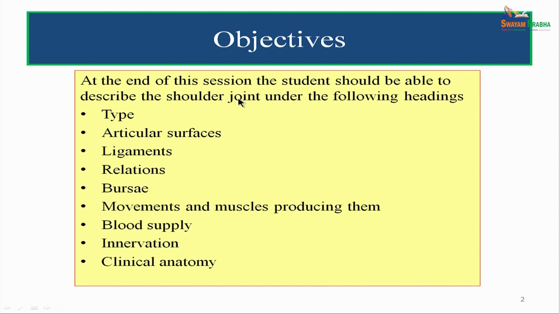The objectives of this session: at the end of this session, the student should be able to describe the shoulder joint under the following headings: type, articular surfaces, ligaments, relations, bursae around the joint, movements and muscles producing them, blood supply, innervation and clinical anatomy.